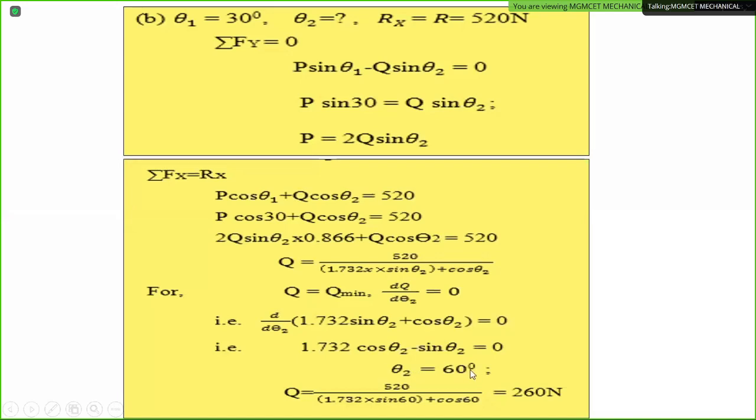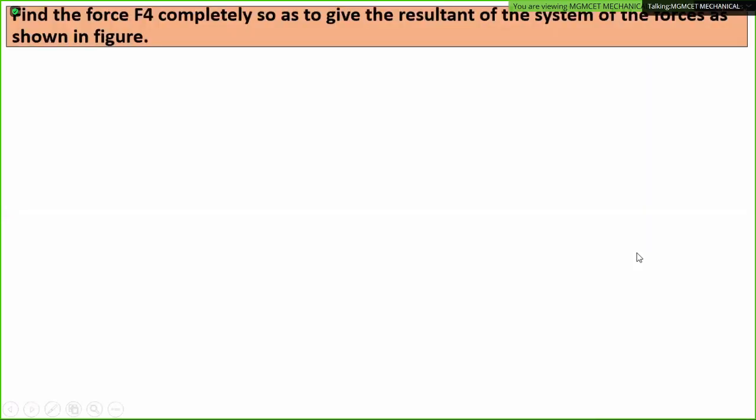So to keep Q minimum, dQ by d theta 2 has to be equal to 0. Then only this Q will be minimum. After differentiating, I will get the value of theta 2. Substitute the value of theta 2 in this equation. Finally, you will get the minimum force required in rope Q, which is nothing but 260 Newton. Okay, let us see one more example.